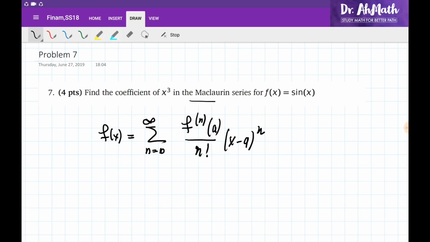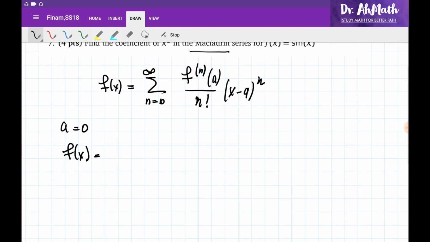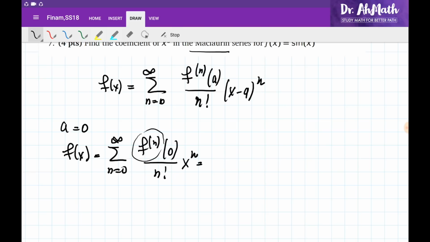So the Maclaurin series means that we need to express this function when a is equal to 0. So basically f of x is going to be equal to the summation of n goes from 0 to infinity of f^(n) at the point 0 divided by n factorial. Please note that this means the nth derivative of the function multiplied by x to the power of n. So let's write a couple of first terms.